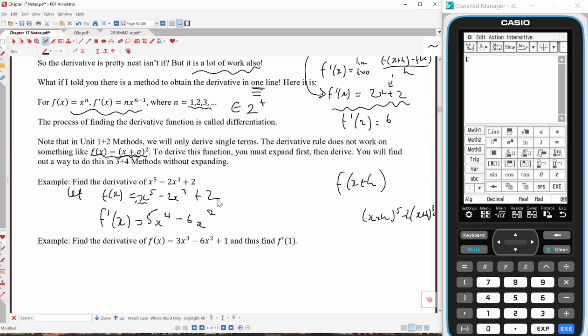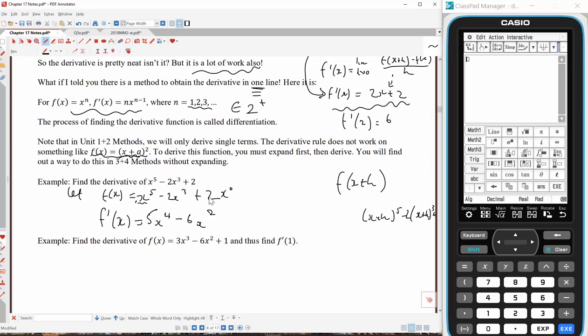This constant term here is going to get dropped. Why does it get dropped? What we've got here is 2x to the power of 0, if you want to imagine it like that, where x to the 0 is 1, and 2 times 1 is 2.